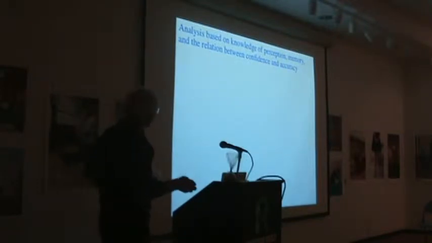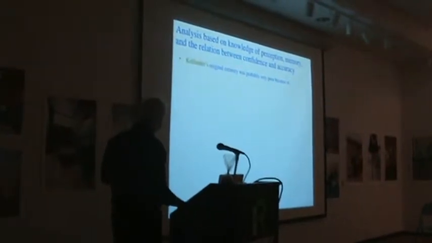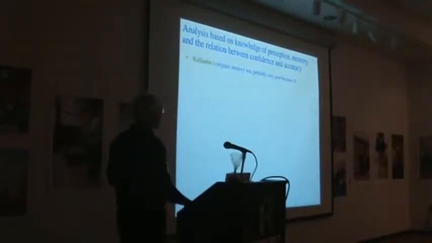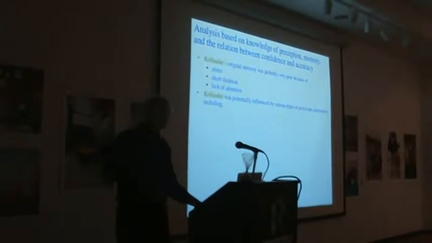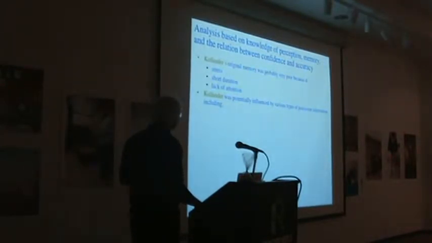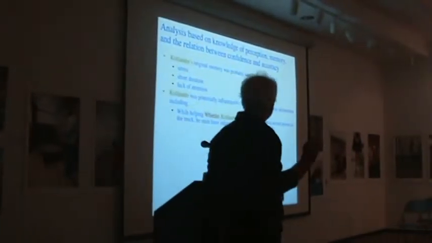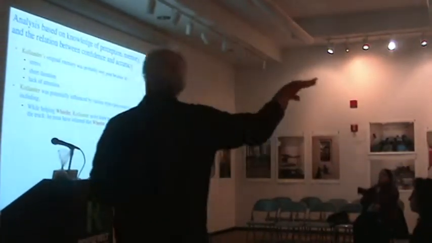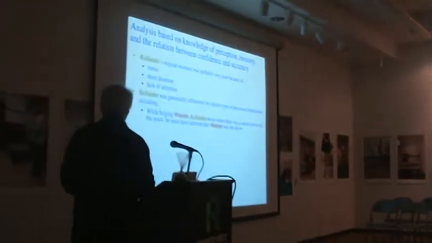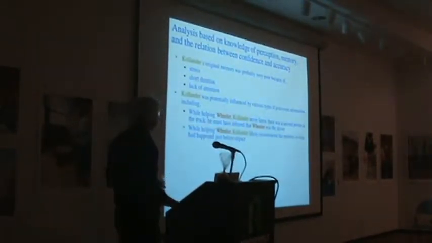And we can do an analysis based on the kinds of issues that I've been just talking about. Collander's original memory of what happened just prior to the accident was likely very poor because of all kinds of things. And he was also potentially influenced by various types of post-event information, including the fact that while helping Wheeler, Collander never knew that there was a second person in the truck. Right? What's his name was still in the truck, burned to a crisp. So he must have inferred that it was Wheeler, the guy he's tending to, who's the driver.